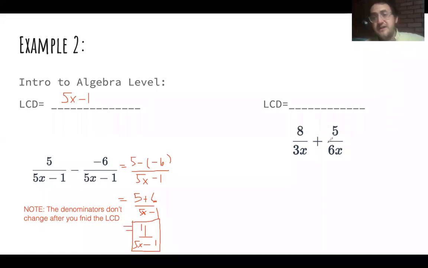All right, now this one, here's one thing that I noticed here. I noticed that a 3 goes into a 6. And I also have an X. So I have an X in both denominators. And I also can get to a 6. So I can actually get a common denominator by doing that. So if I just multiply by 2, I'll actually have a 6x for my common denominator.